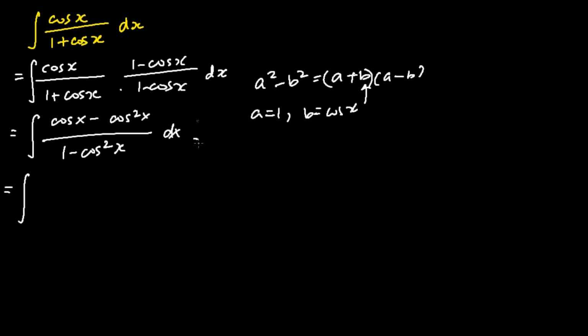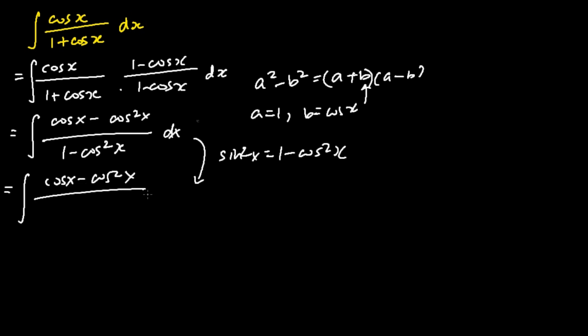The next step I'm going to do is apply the trigonometry identity that sine square x is equal to 1 minus cosine square x. Hence in the denominator I can substitute my 1 minus cosine square x as sine square x.